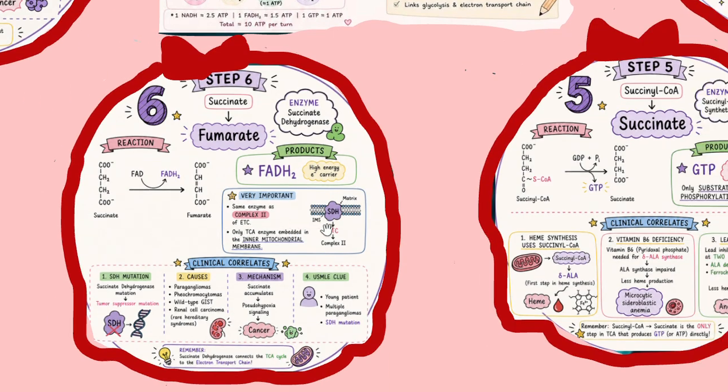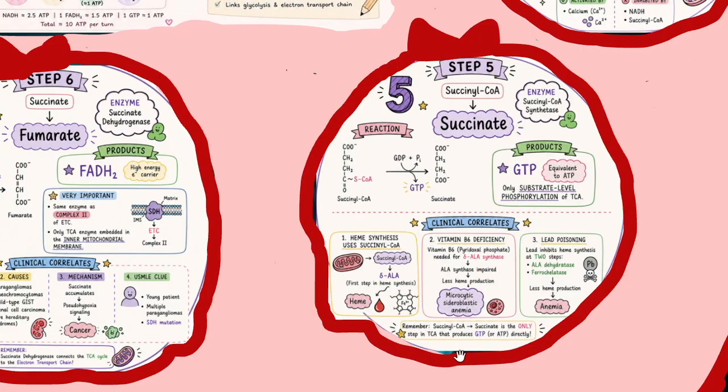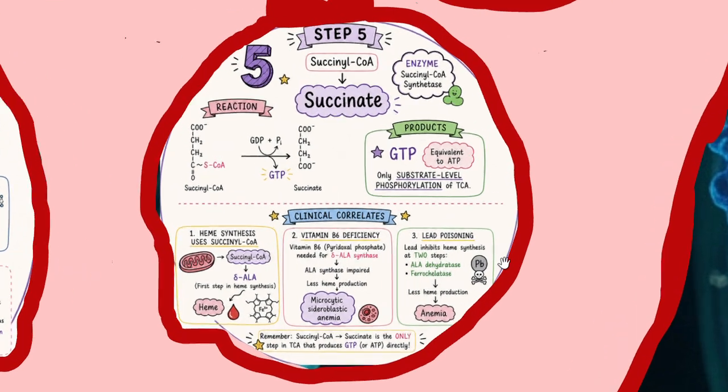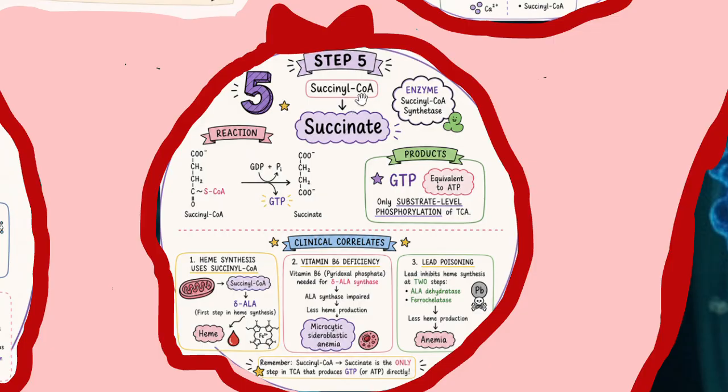So I think we've covered this step in the previous video, but let's just go over it again. Succinyl CoA was being converted into succinate by the enzyme succinyl CoA synthetase, right? And it produces GTP, which is equivalent to ATP. So one GTP is equal to one ATP, right? It's the only substrate level phosphorylation of the TCA cycle.